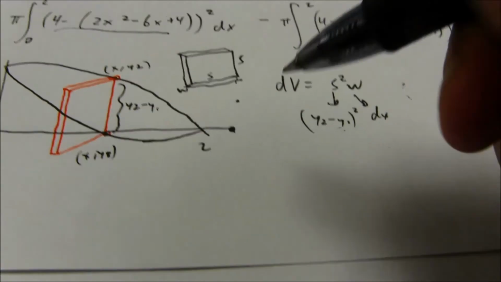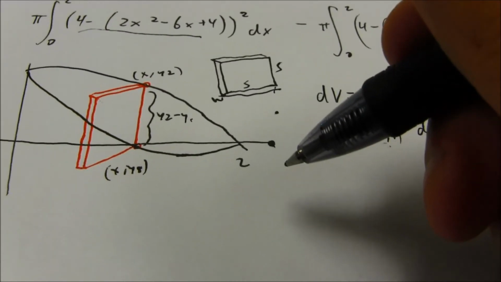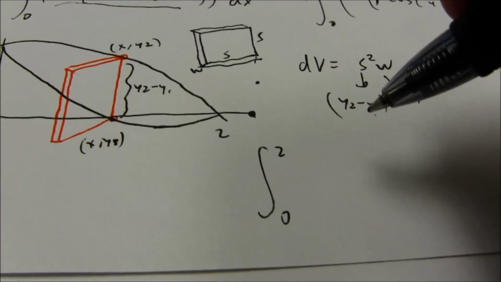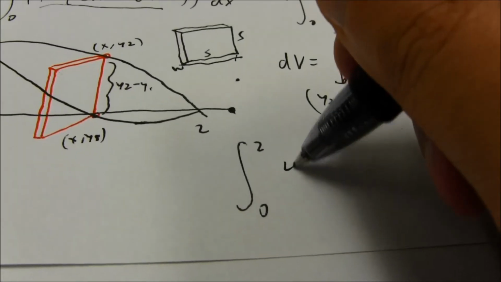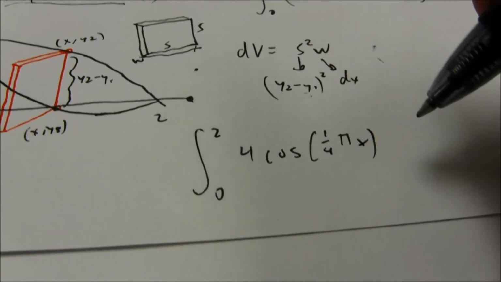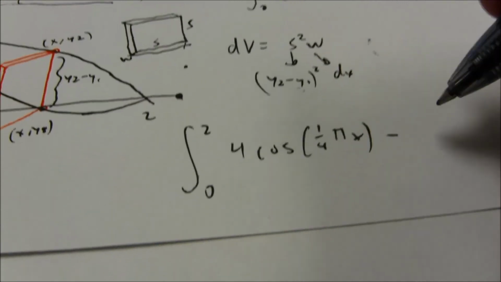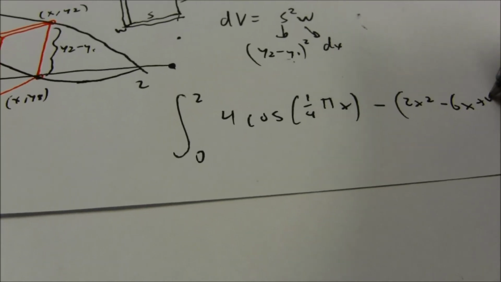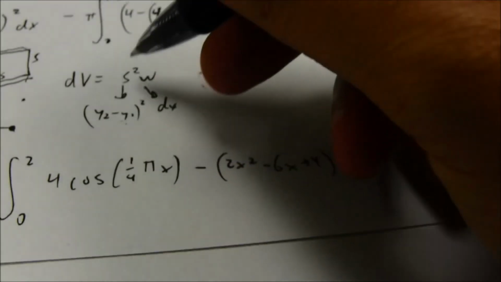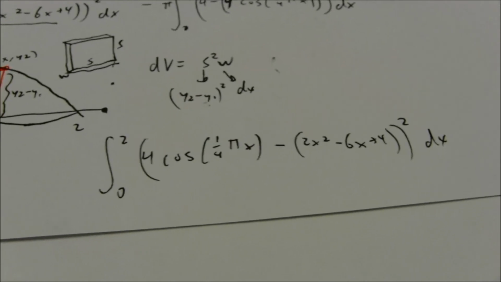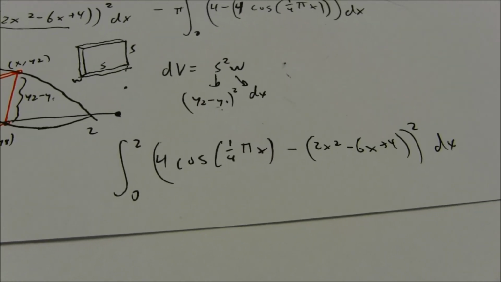That's the cosine function. So it's going to be the integral of, again, from 0 to 2. There's no pi this time. The upper function is function g, which is 4 cosine of 1/4 pi x, minus the lower function. It's the whole lower function, so I need that in parentheses. Okay, that whole side length, y2 minus y1, is squared and then multiplied by dx. And so you end up with that final function there, and that ends up being all you need to do.